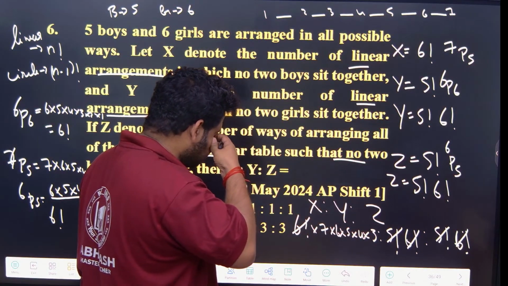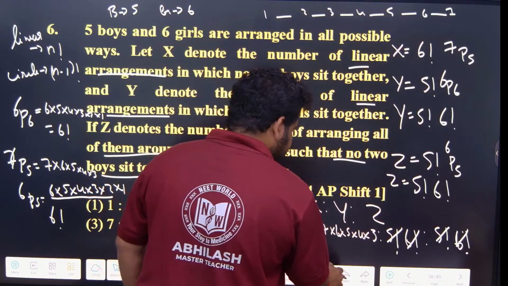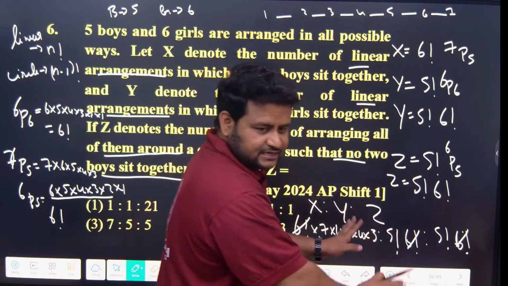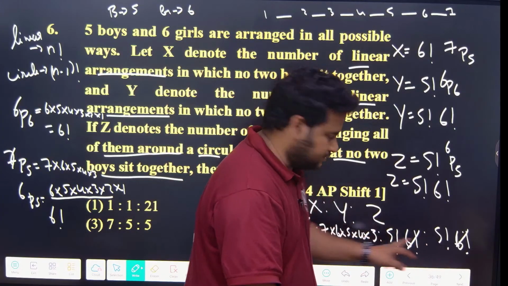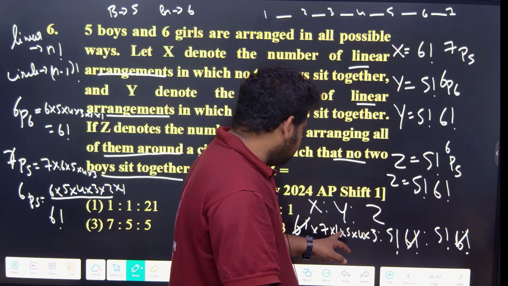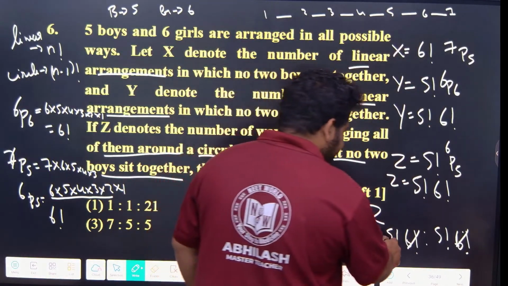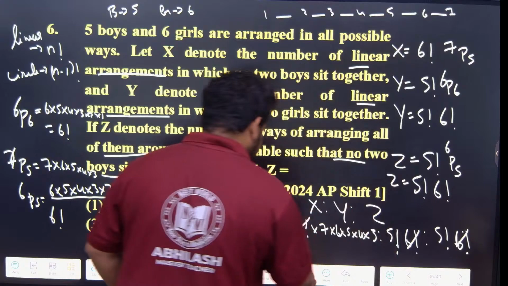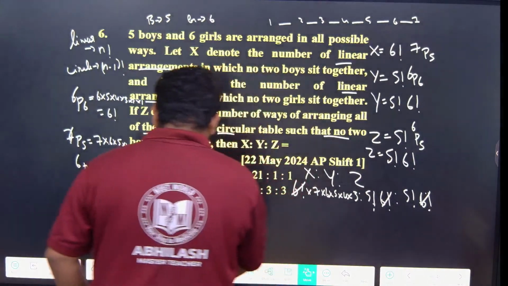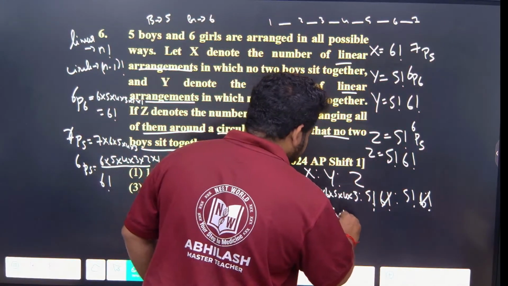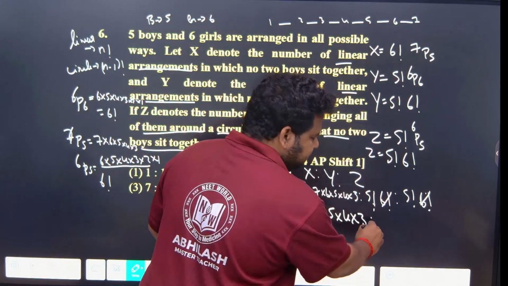No, directly we cannot cancel like that. Everywhere it is there means I can cancel. 5 factorial is only here, it is not there here, so I cannot cancel directly. So what can I write here? 7 into 6 into 5 into 4 into 3. Only if it is there in all 3 places can I cancel.